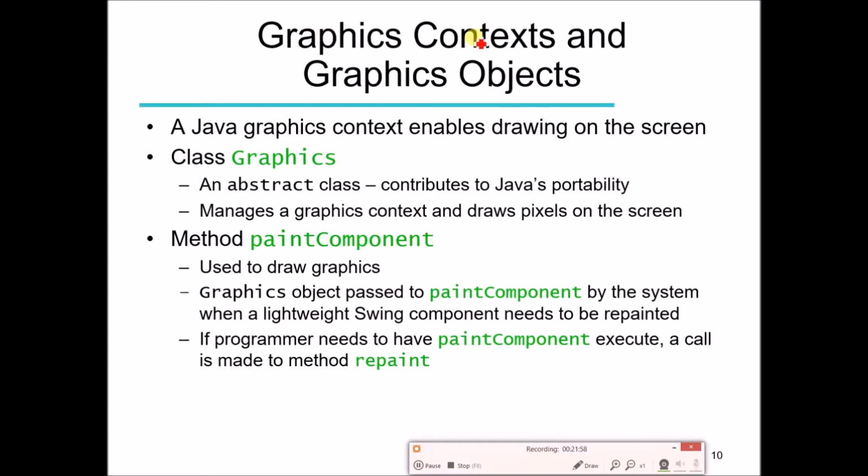Now let's talk about the graphics context and graphics objects. A Java graphics context enables drawing on the screen, and there is an abstract class provided called the class Graphics. This abstract class contributes to Java portability. Usually in Java we organize the classes in a hierarchy, and the classes at the higher level contain more generic definitions. The classes at the lower level may have some specialties or specific things, and sometimes the class at the highest level is an abstract class.